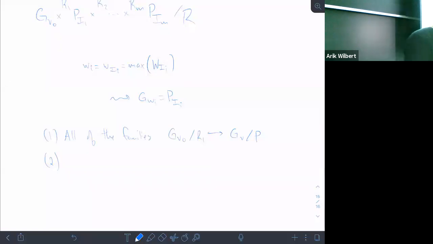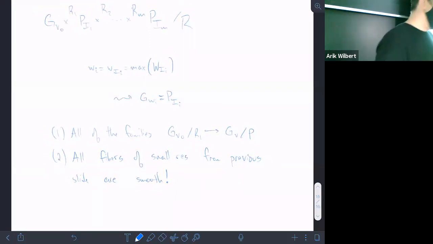I don't know what it means, but the second thing that's important for some things I'll say next time is that all fibers of small resolutions from the previous slide are smooth. And so that was unexpected also. There's something like products of Grassmannians. So let me end there.